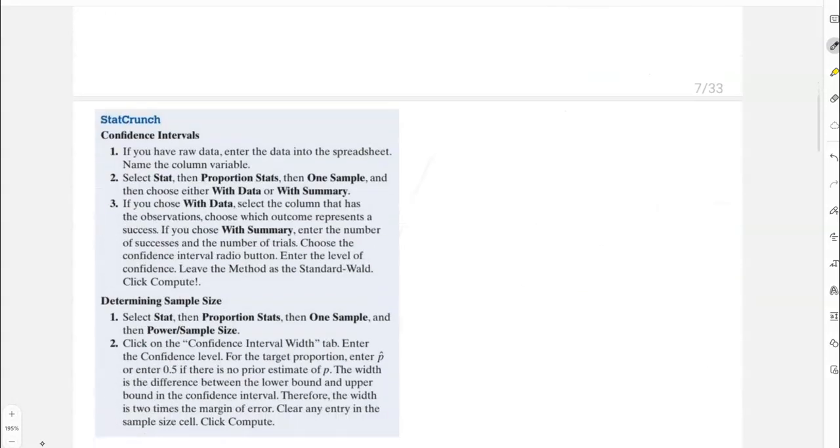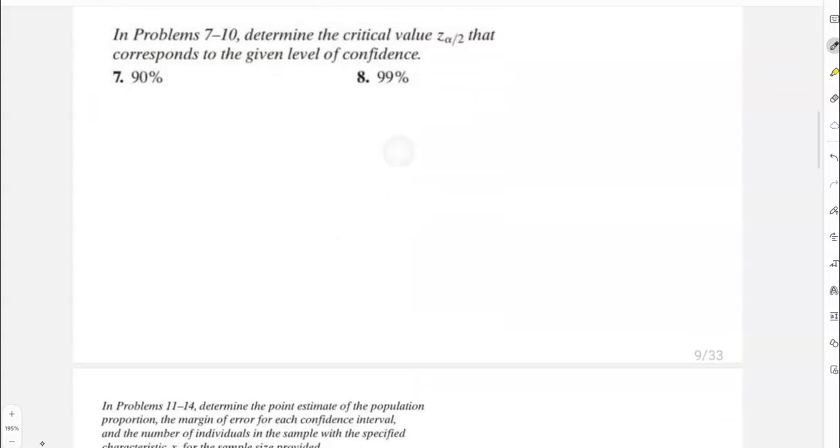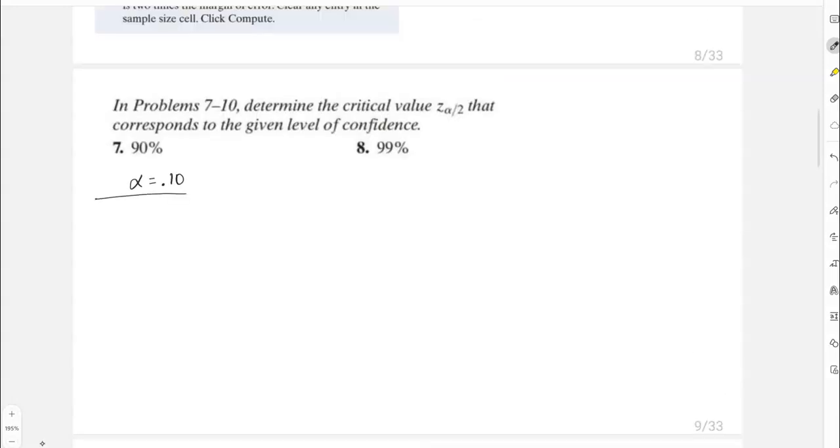All right, so let's look at a few examples. This one, we want to determine the critical value that's associated with a given level of confidence. So for 90%, we're looking at alpha as 0.10. So we're going to draw a picture. We're looking for z alpha over 2. That's going to be our critical value.